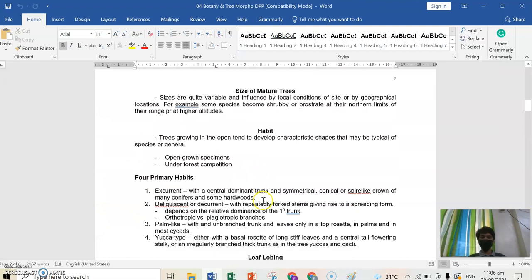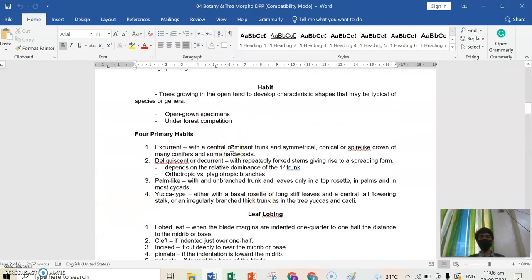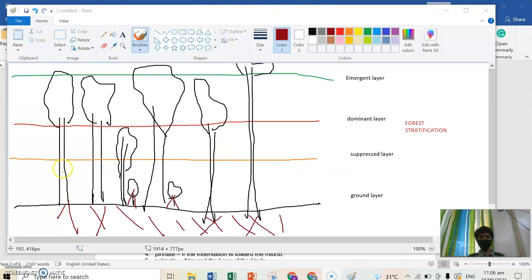So next, we also talked about the 4 primary habits of trees. First is the excurrent. This is a kind of habit of trees with a central dominant trunk and a symmetrical, conical, or spiral-like crown of many conifers and some hardwoods. This is the most basic habit of trees, excurrent. It has one straight stem, which we call a stem or bole, and then a conical crown like in pine, or an oval-shaped crown. The crown is called crown because it is at the very top of your tree. In forestry, the crown is the group of leaves on top of your tree.